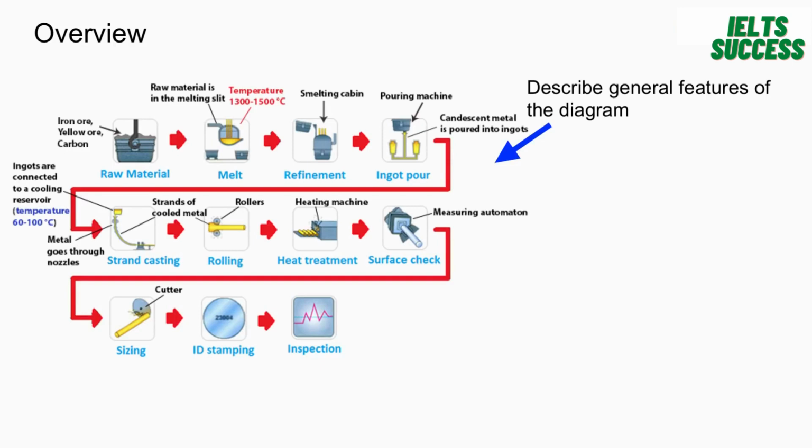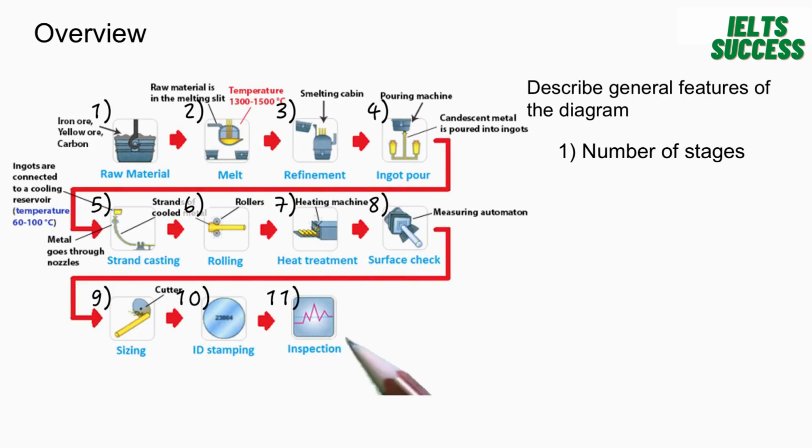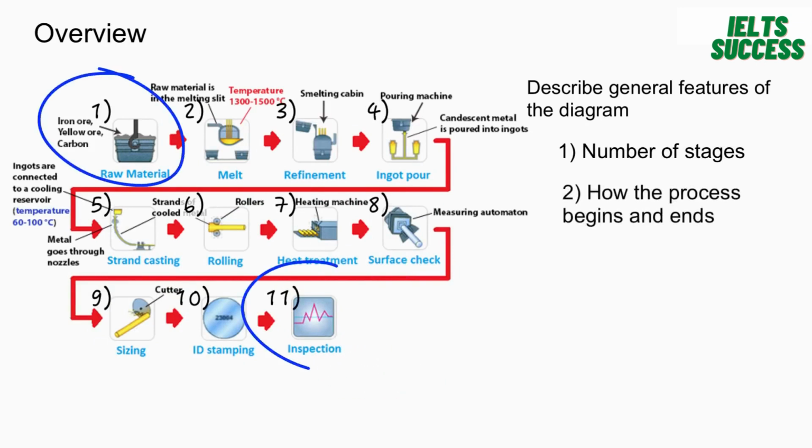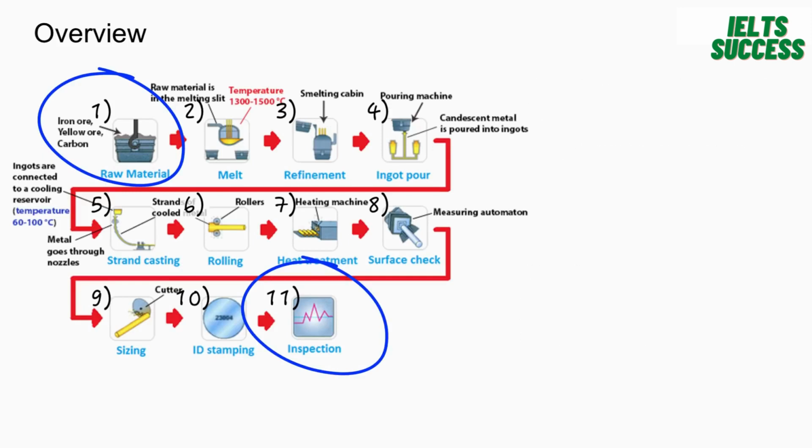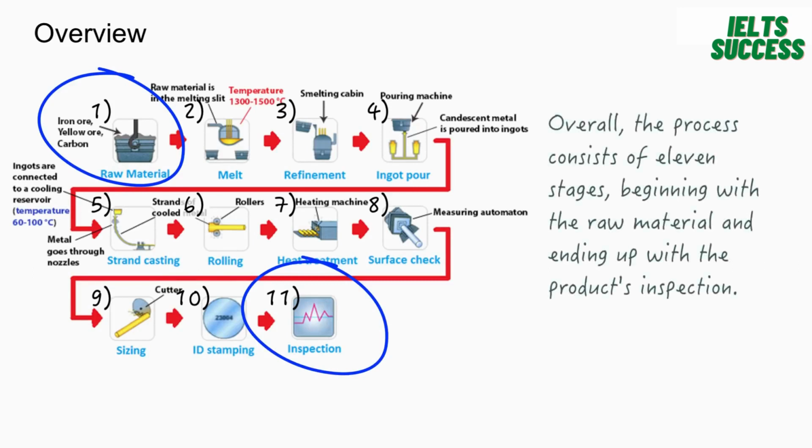That's why, while giving the overview of your diagram, you should write, first of all, the number of stages. As you can see in this process we have 11 stages, and how the process begins and ends. If the diagram has loops or repeated stages, or the process is cyclic, you may also want to comment on that. In our case, the general overview looks like this. Overall, the process consists of 11 stages, beginning with the raw material and ending up with the product's inspection.